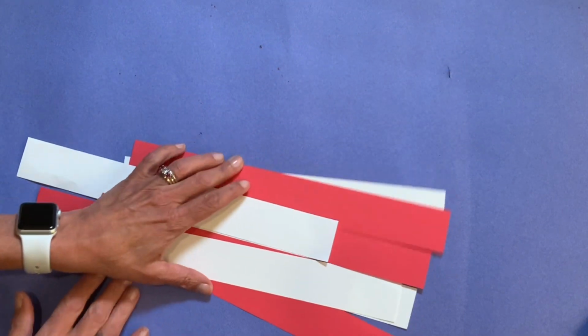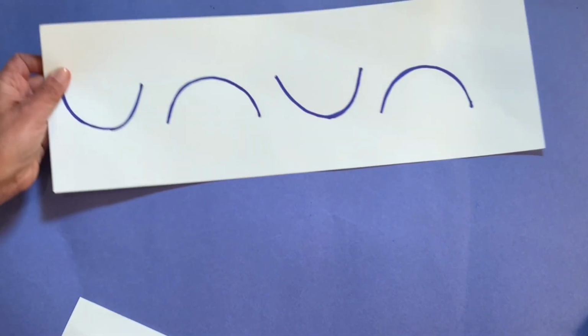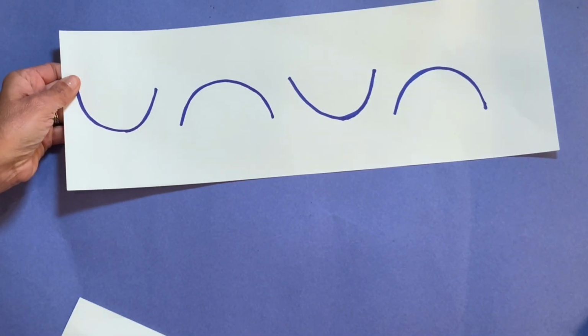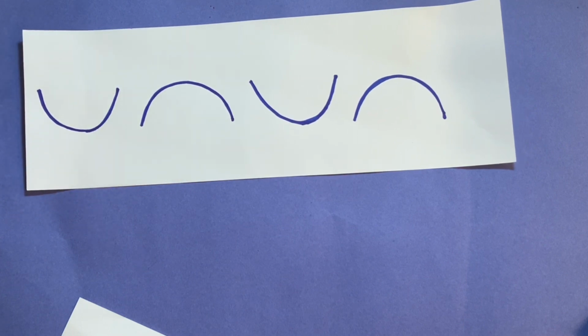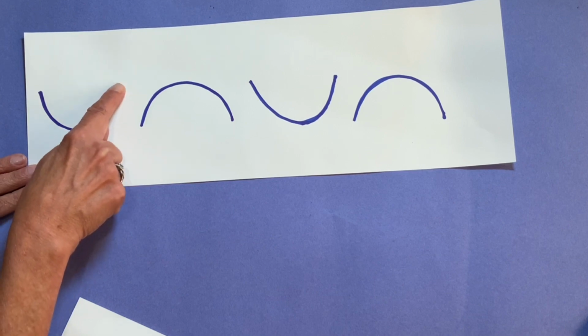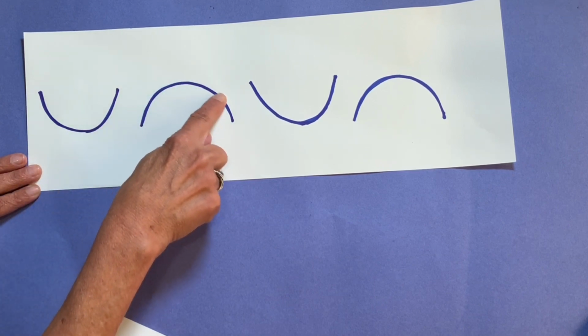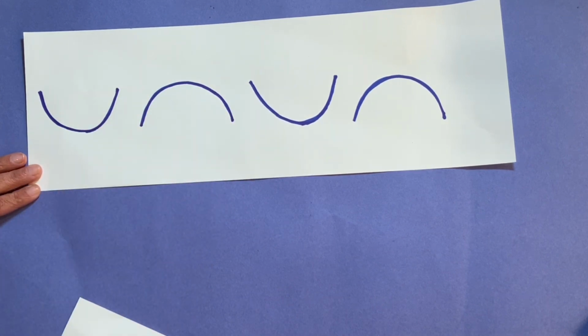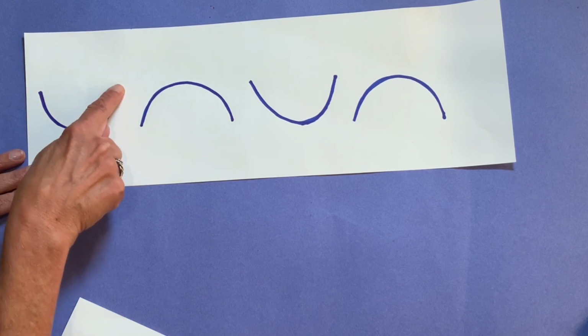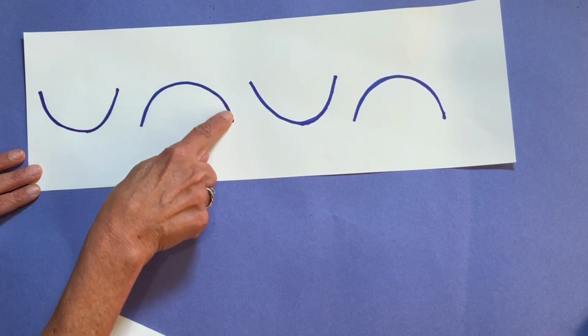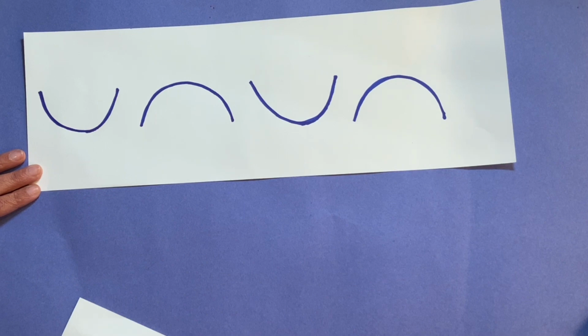Our next pattern is going to be with curve line. Do you remember this line I'm going to show you? Curve line. Curves can be like smiles, or they could be like rainbows. They can even be like letter C. But today in our lesson, we're going to look at the curves that look like smiles and the ones that look like rainbows. We're going to use that.